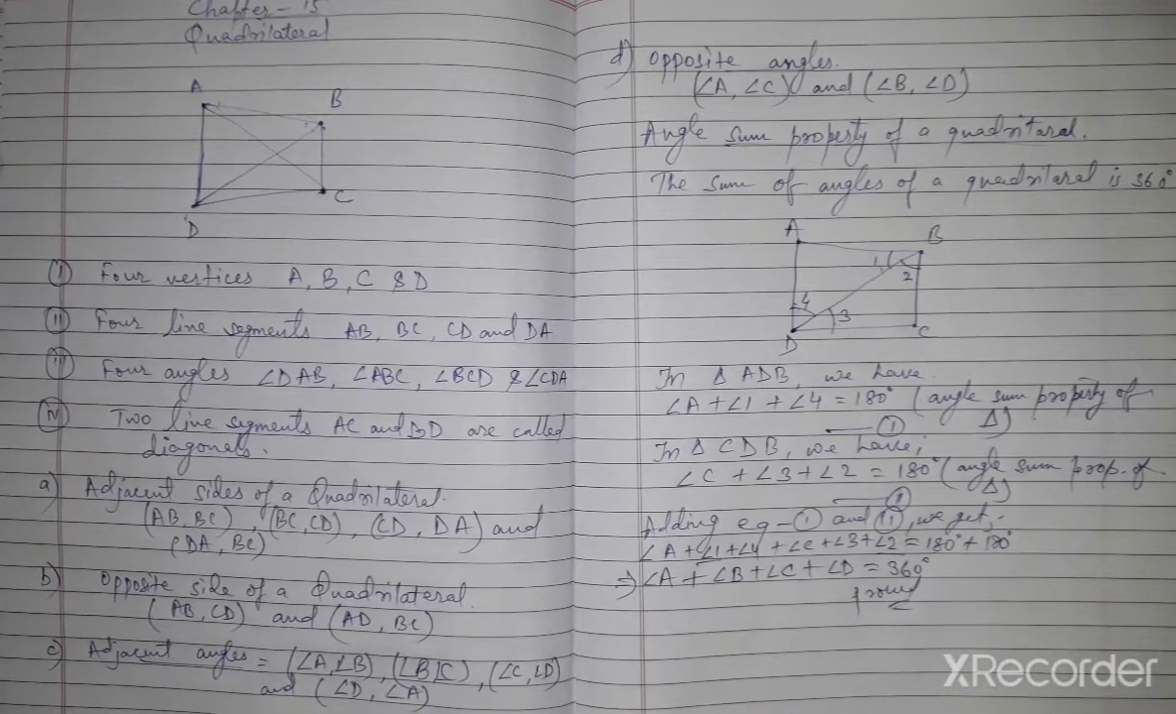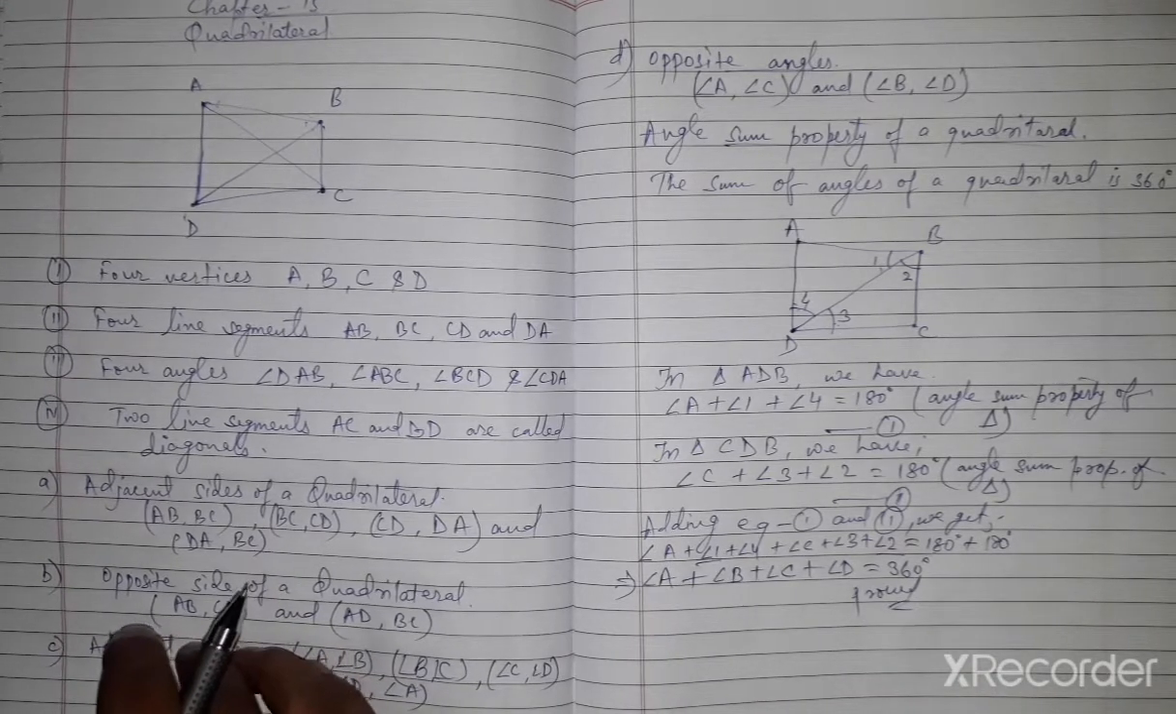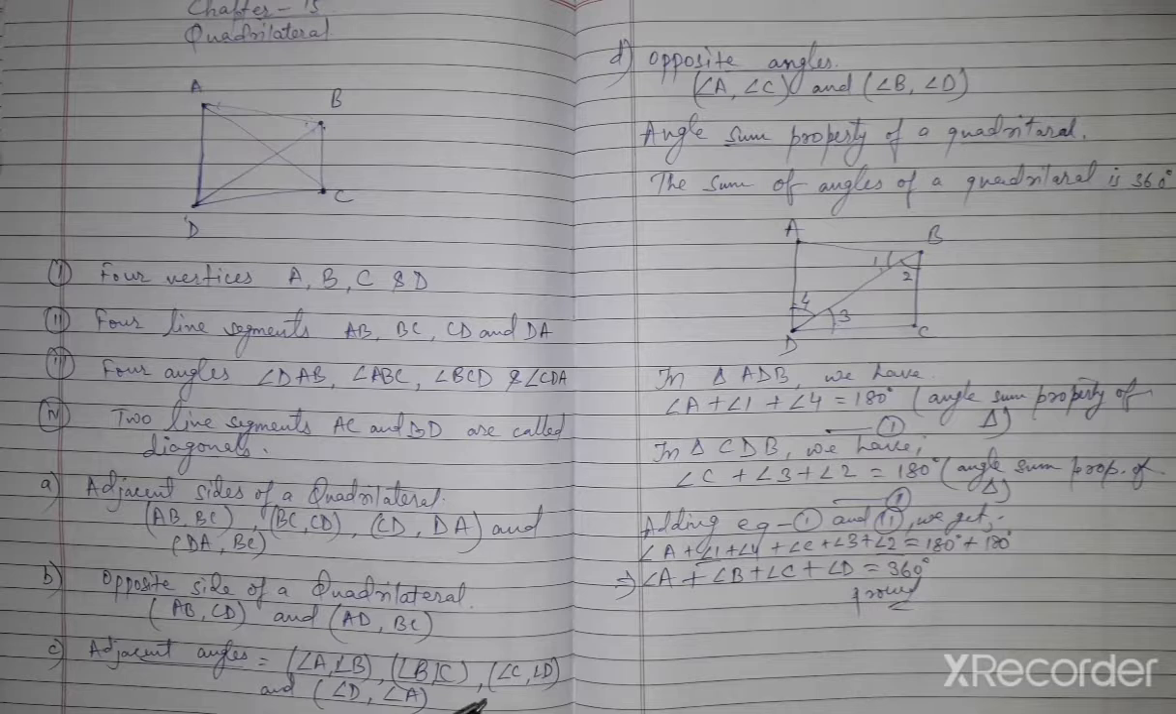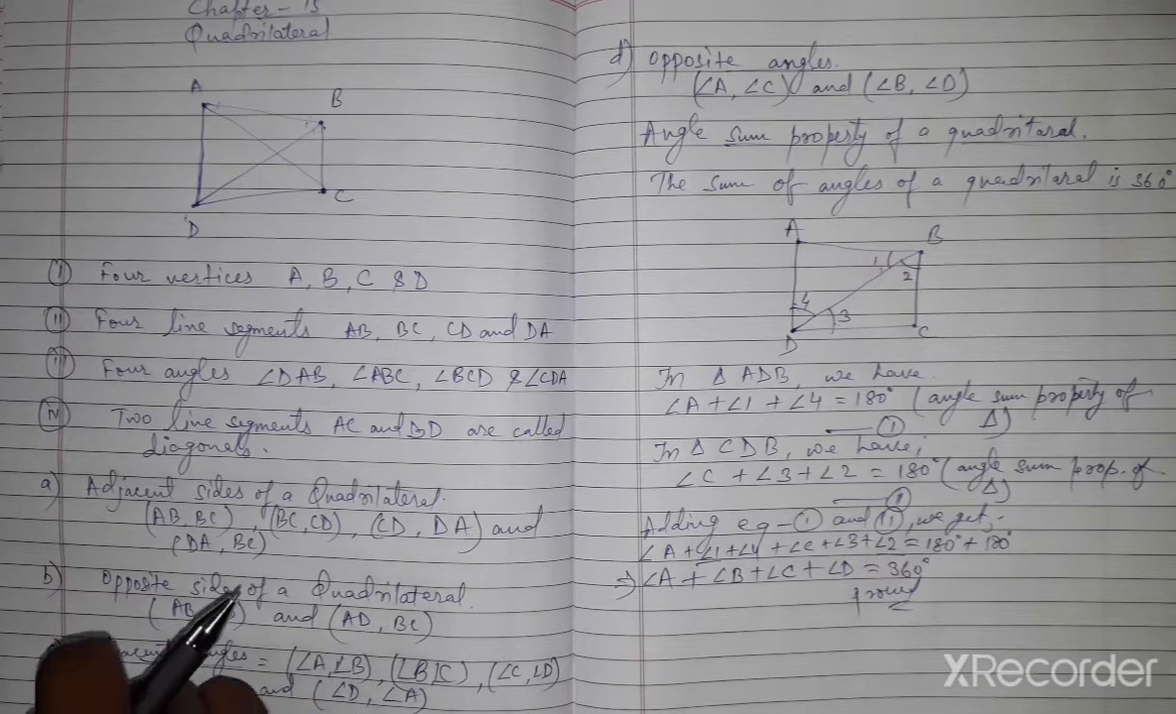So the sum of all the angles of a quadrilateral is 360 degrees. I think there isn't any doubt regarding the angle sum property of a quadrilateral. Now students, let's see some examples to solve problems regarding this property.